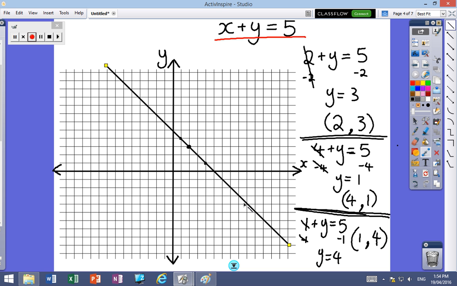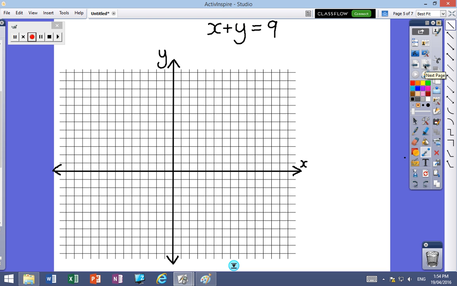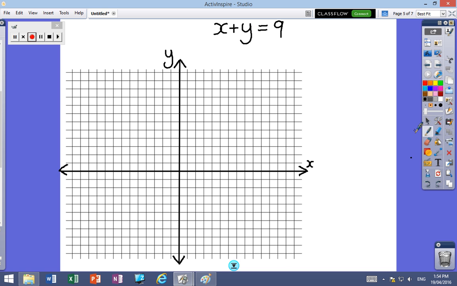Let's have a look at one more. This time, instead of replacing x, I'm going to replace the y. It works in much the same way. Let's choose a simple one like 3. So we're going to rewrite this out. This time we know that y is 3, but we don't know what x is. Let's try it. X plus 3 equals 9.